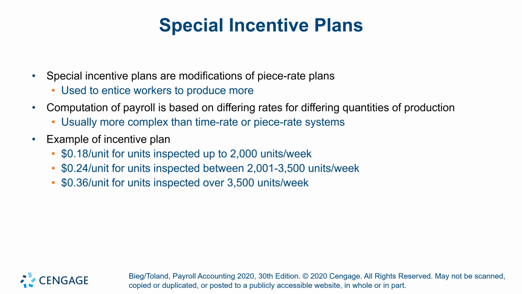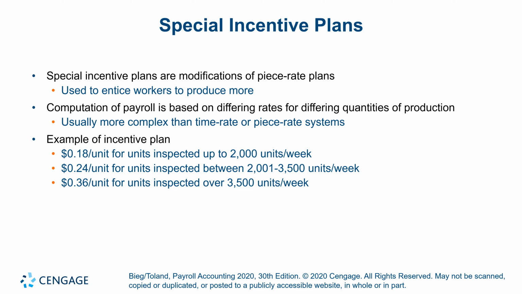All right, special incentive plans. Some piece rate systems can also have these special incentive plans to encourage more production and more efficiency. An example of this might be, we're going to make 18 cents a unit for up to 2,000 units per week. Anything over 2,000, we're going to make 24 cents per unit, maybe between 2,000 and 3,500. And anything over 3,500, we're going to make 36 cents per unit, right? So just an example of how an incentive plan could work with the piece rate system.